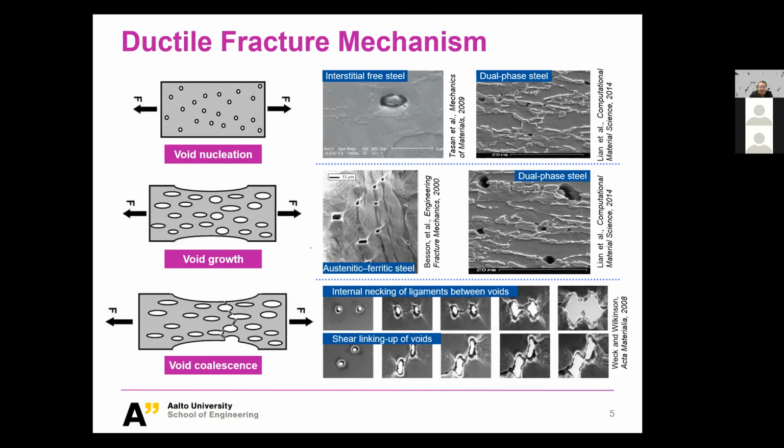So here I'm giving you on the left column this kind of mechanism in a schematic drawing. When we just pull our sample in the horizontal direction, at a certain point you will generate a lot of voids. So this is the difference. This is already maybe the major difference between brittle fracture and ductile fracture.